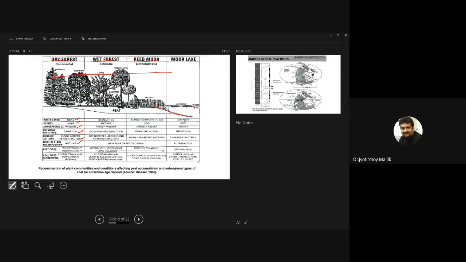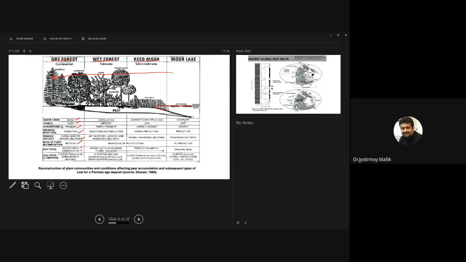So you can see here, obviously, this is the accommodation space for the formation of peat, right? You can see for the dry forest, it is fairly limited. This area is fairly limited, right? And this, of course, is not going to create a lot of good quality coal.